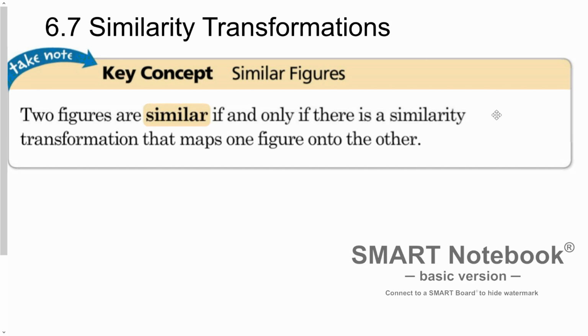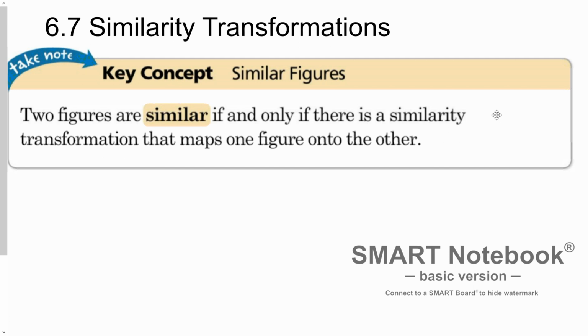Last section of chapter 6, talking about similarity transformations. Now we talked about similar polygons, similar shapes. Basically, we said that they have to meet two conditions. One is their corresponding angles have to be congruent, and then their corresponding sides, you can write that as an extended proportion, and they would have all the same scale factor, right?